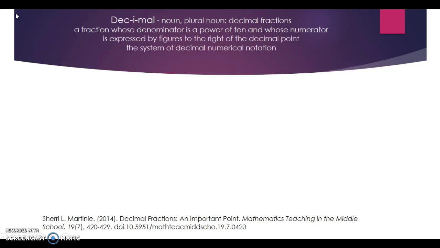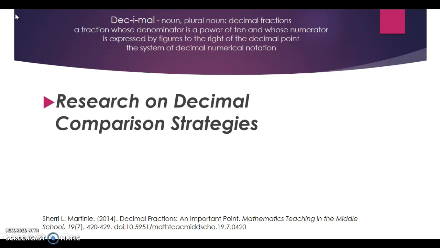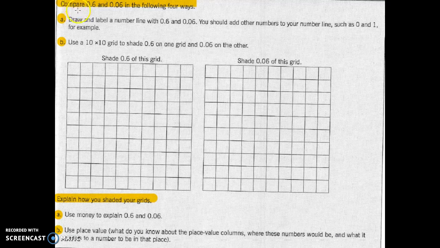Due to her concerns about her students' decimal understanding, Sherry chose to conduct a decimal comparison test to get a sense of how students think about decimals and to identify misconceptions. She also asked students to explain their answers to get a better sense of their conceptual understanding. With this test, students were asked to compare 6/10ths to 6/100ths by drawing and labeling a number line, using a 10 by 10 grid, explaining their shading on the grid, using money to explain, and then using place value.